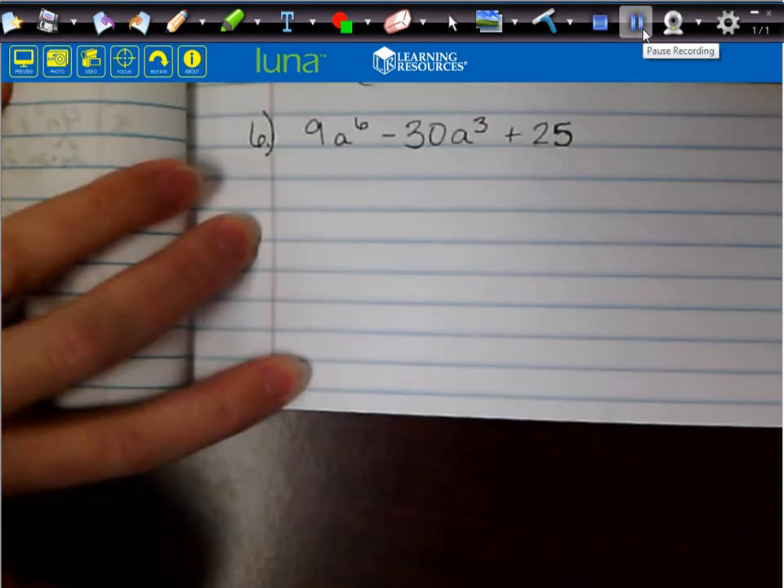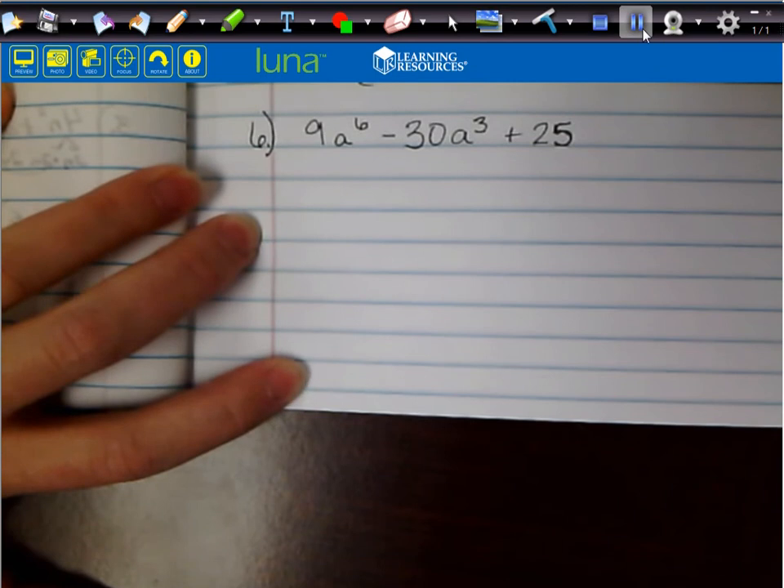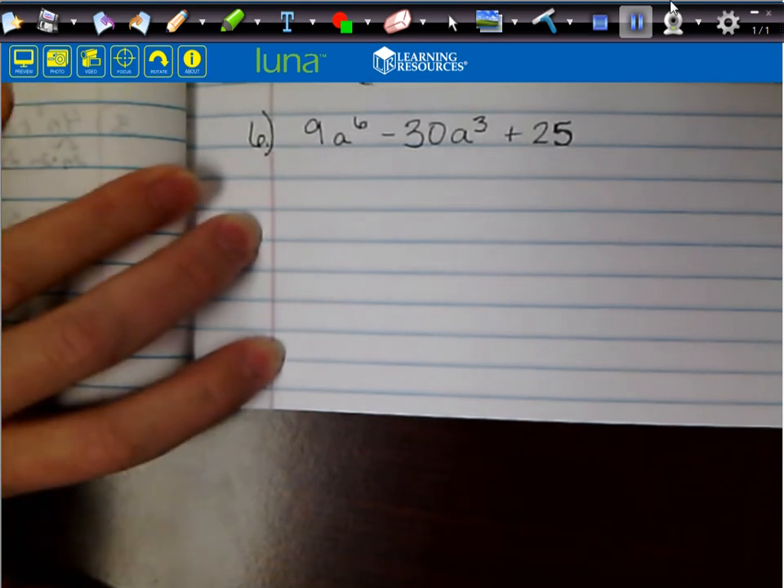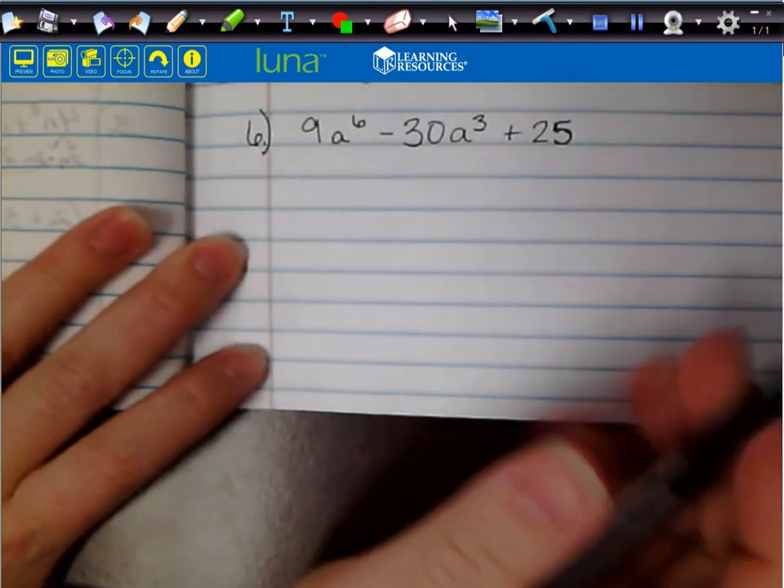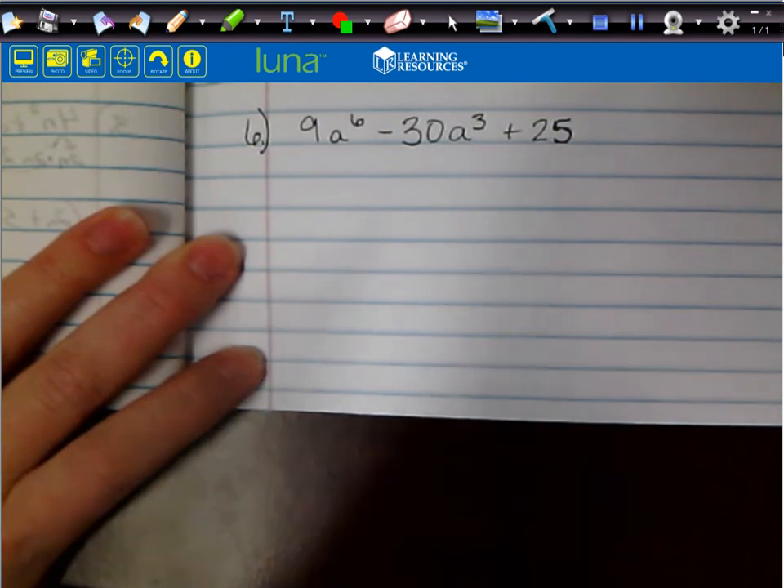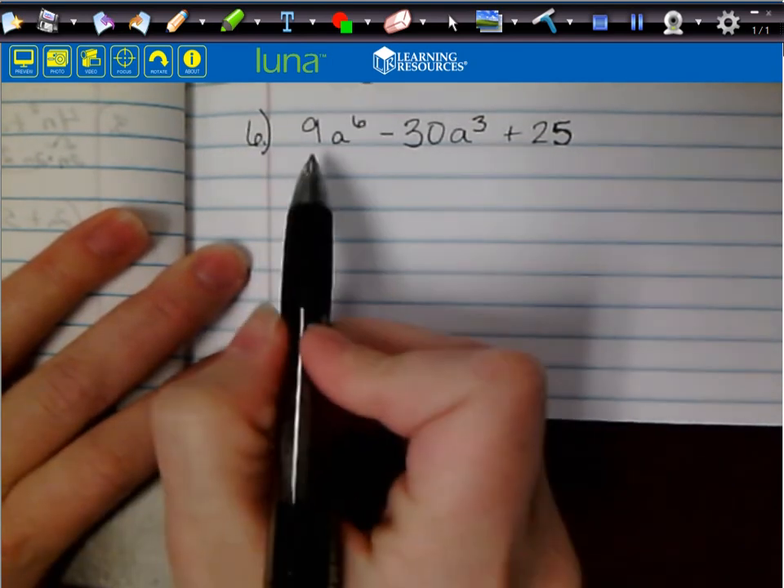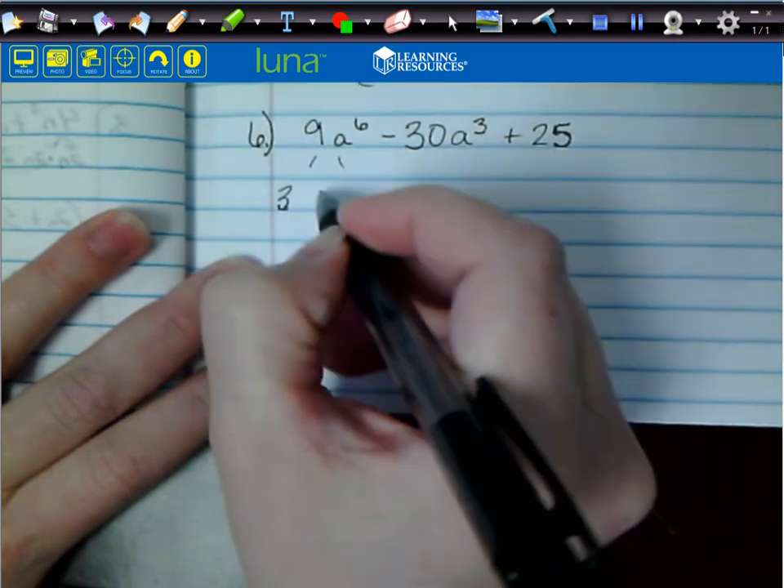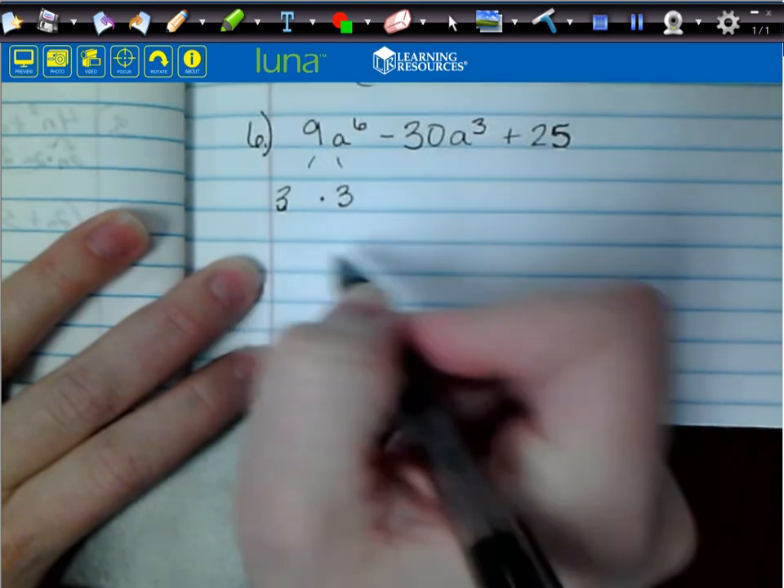All right, go ahead and get down number 6. It's 9a to the 6th minus 30a to the 3rd plus 25. So don't freak out because our a has an exponent of 6 here. As long as our exponent is an even number, we can make it into a perfect square. So I know that 9 is a perfect square of 3 and 3. So 3 times 3 is going to give me 9.